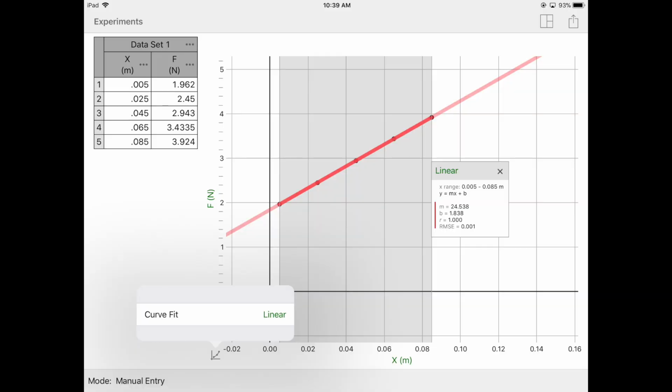We'll get right back. Okay, as you see here, this is the graph we made for the red spring. The slope M is 24.5. That means that is your K value for the red spring.